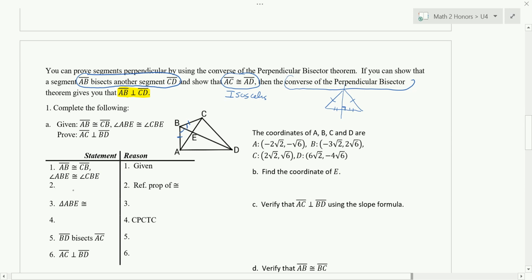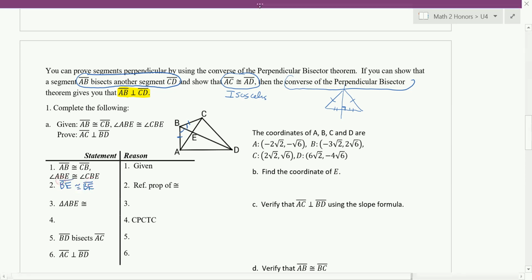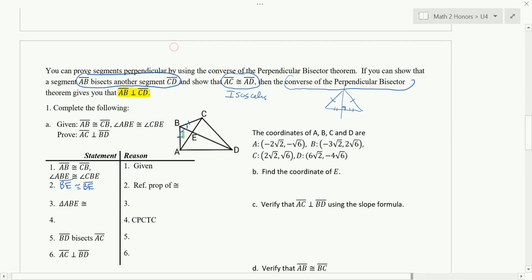Anybody have an idea what number 2 is going to be? You want to look ahead to number 3, because number 2 is going to help you with number 3. There are multiple triangles in here, and you have to know which triangle we are trying to work with. Yeah, Kaya. BE is congruent to BE. That's the one we want, because the two triangles we're focusing on are the two smaller triangles, and BE is the side length that they share.